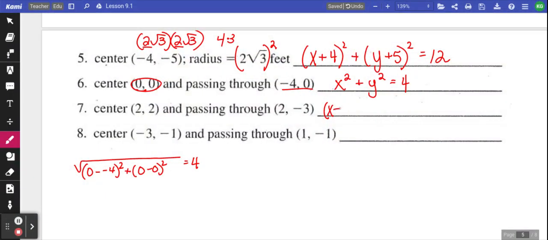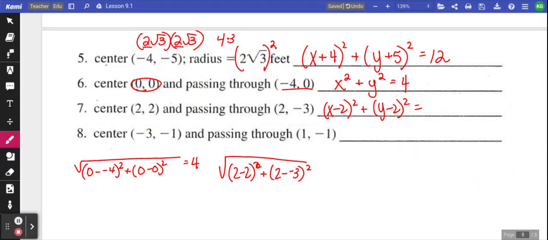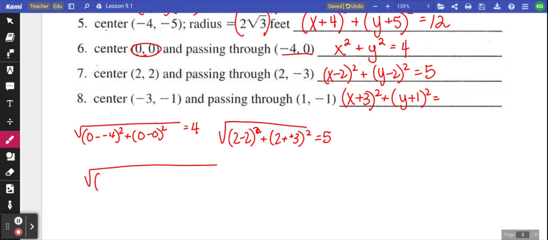The next one I'd have x minus 2 squared plus y minus 2 squared. And then I need to find the radius. So the square root of 2 minus 2 squared plus 2 minus negative 3 squared. And that would give me 5. And the last one, x plus 3 squared plus y plus 1 squared equals the square root of negative 3 minus 1 squared, negative 1 minus negative 1, which gives me 4.